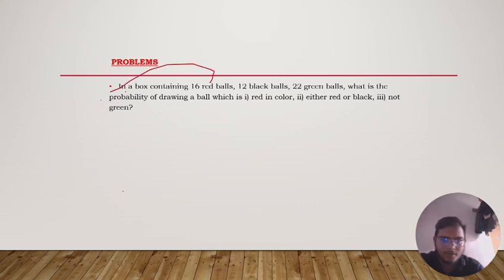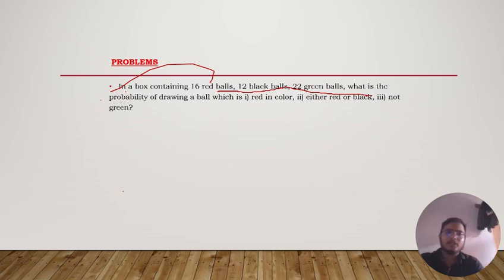In a box containing 16 red balls, 12 black balls and 22 green balls, what is the probability of drawing a ball which is red in color, either red or black, or not green? By this problem we can cover all the properties of probability. Next, we can see the solution.